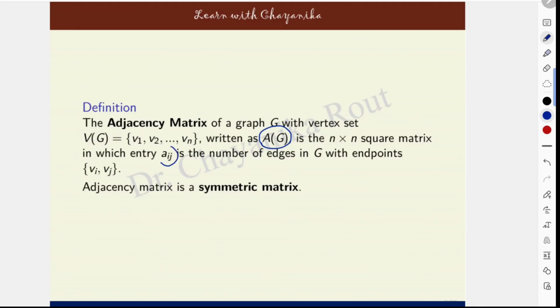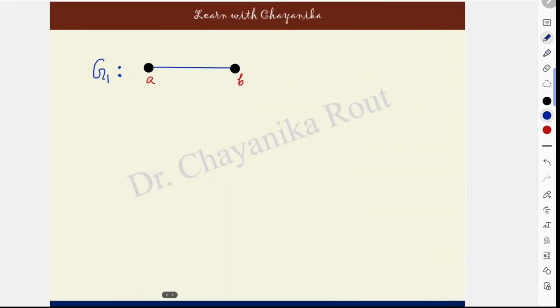The entry Aij is basically calculated by the number of edges of the graph which have the endpoints Vi and Vj. And just to confirm, you can check the adjacency matrix is always a symmetric matrix, so that the entry Aij is always equal to the entry Aji. So let's see with the help of examples so that it becomes more clear.